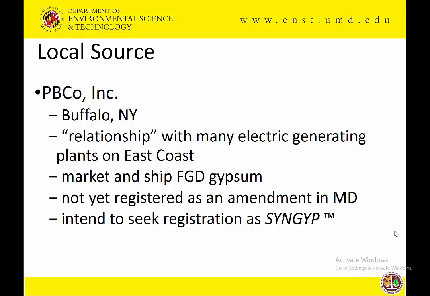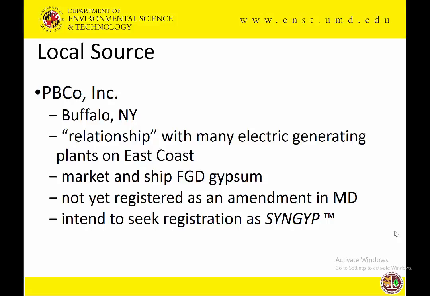All right. So I tried to update my information on local sources of gypsum. Was anybody putting flue gas desulfurization gypsum out yet? Was it registered with the state chemist? There are no flue gas desulfurization gypsum products registered in Maryland according to the state chemist, and that information was as recent as either Friday or Monday.